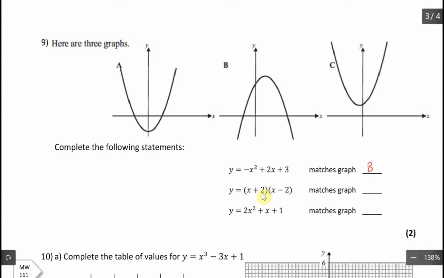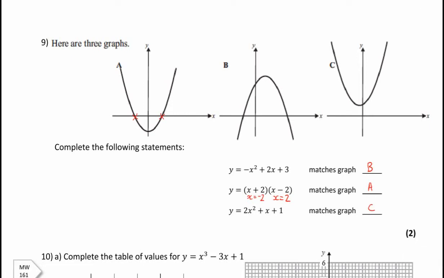Now, from one in a factorized form, we can take the roots, because remember the roots are where it's equal to 0, instead of just saying y equals. And what would make that happen is if x was minus 2, that would make that first bracket 0, and x was positive 2. So which graph looks like it could have roots there? Well, this one is the only one that looks like it's got roots at negative 2 and positive 2, so that must match graph A, and therefore the last one must be graph C.